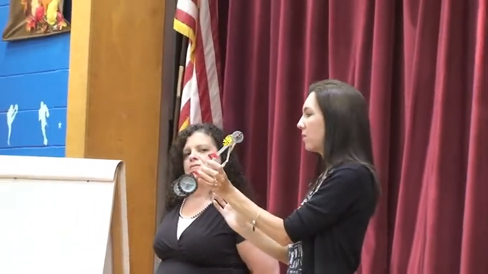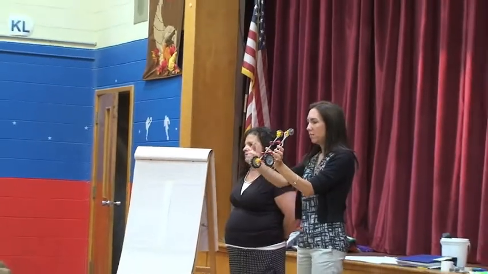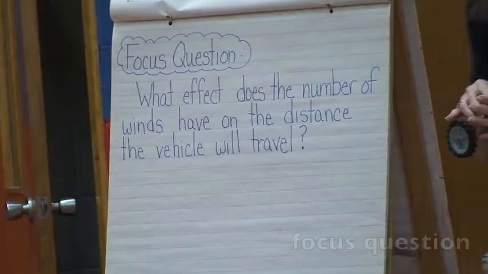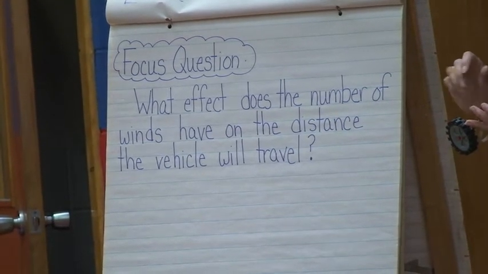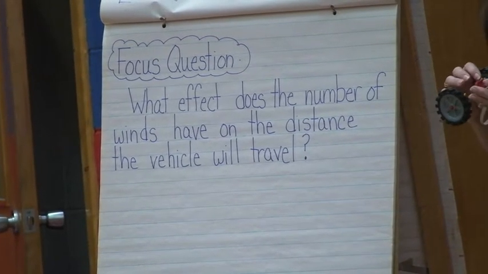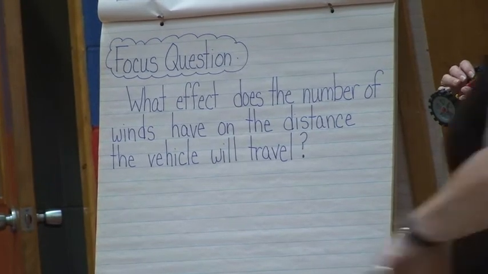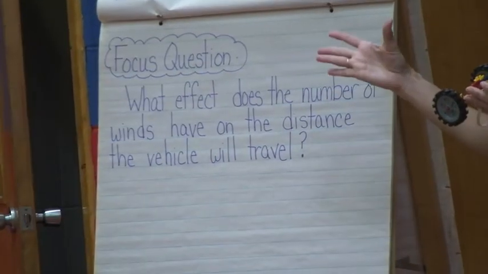Friction. Now it's not running on the floor, so what friction could be happening, maybe if you look at this vehicle? What kind of friction? Where is that friction occurring here? It says, what effect does the number of winds have on the distance the vehicle will travel? That's my focus question. I want you to think about that for a minute.